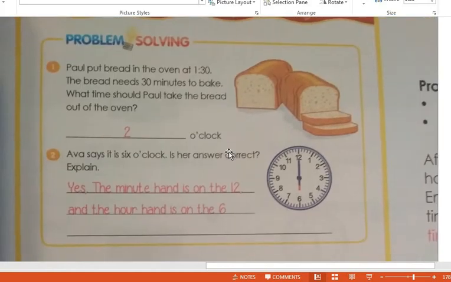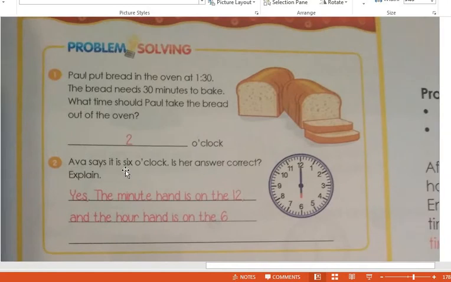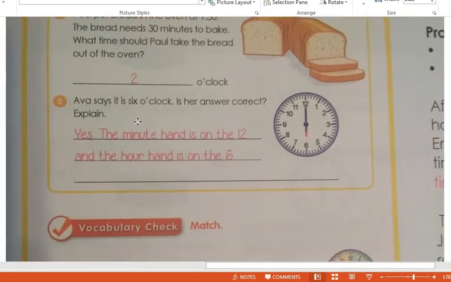I want to show you on a clock. When it's 1:30, after half an hour, it will go to 2 o'clock. So I will count like this: 1 o'clock, 1:30, 2 o'clock.